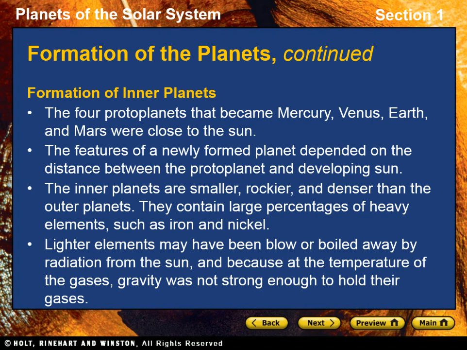These planets lost their less dense gases because at the temperature of the gases, gravity was not strong enough to hold the gases. Other lighter elements may have been blown or boiled away by the radiation of the Sun. As the denser material sank to the centers of the planets, layers formed. The less dense material was on the outer part of the planet, and the denser material was at the center.